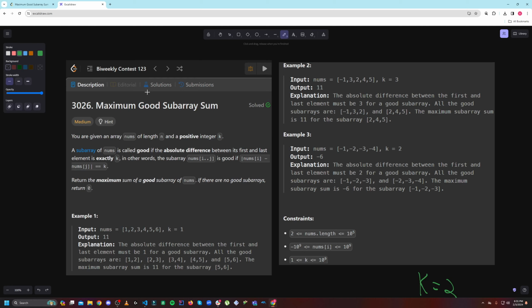In this video we're going to be looking over the third problem of the Biweekly Contest 123, maximum good subarray sum. And I think this is actually a pretty good problem. I think the last few problems that were the third problem of the contest were kind of too easy. I think this one's pretty good.